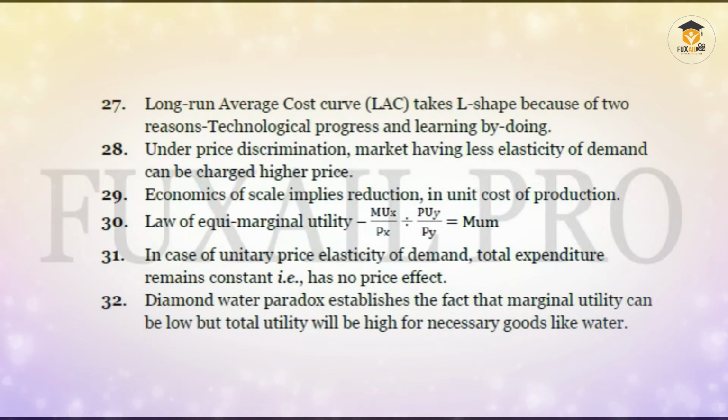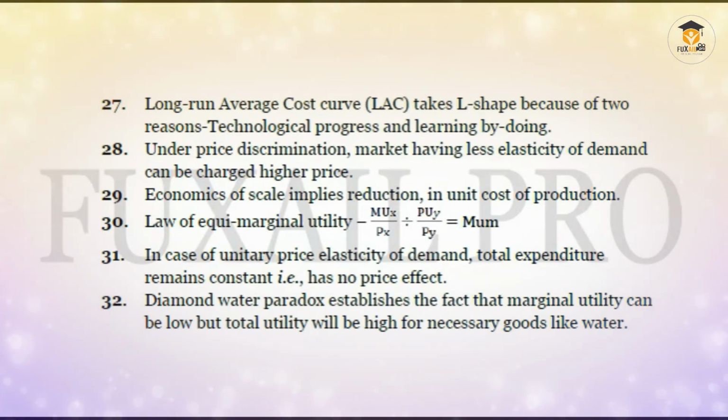27. Long run average cost curve, LAC, takes L shape because of two reasons: technological progress and learning by doing. 28. Under price discrimination, the market having less elasticity of demand can be charged a higher price. 29. Economies of scale implies reduction in unit cost of production. 30. Law of equimarginal utility: MUx/Px equals MUy/Py. 31. In case of unitary price elasticity of demand, total expenditure remains constant, i.e., there is no price effect. 32.